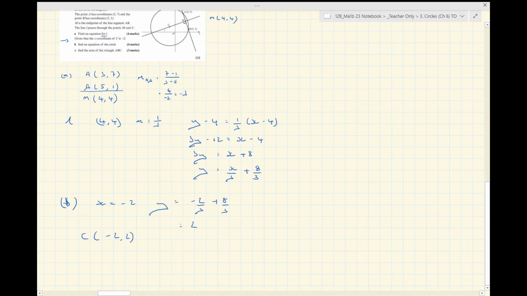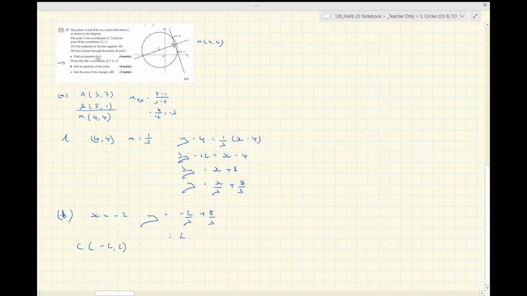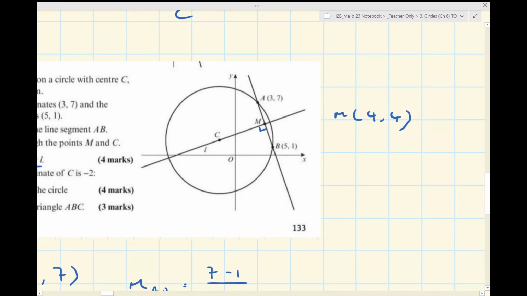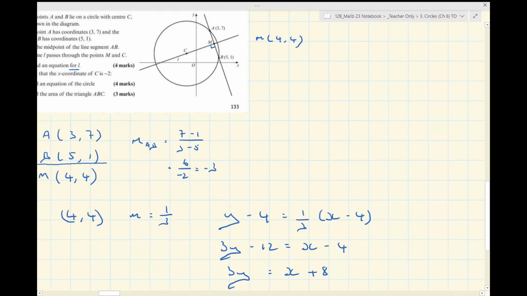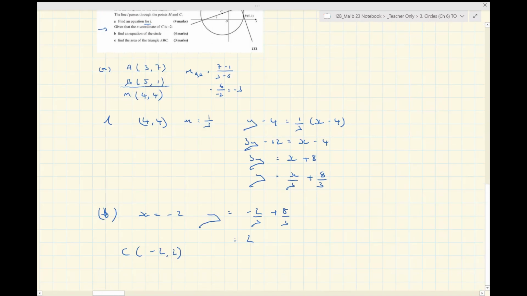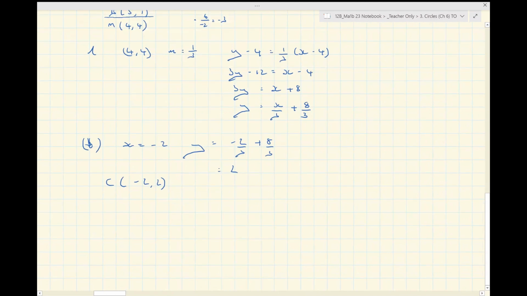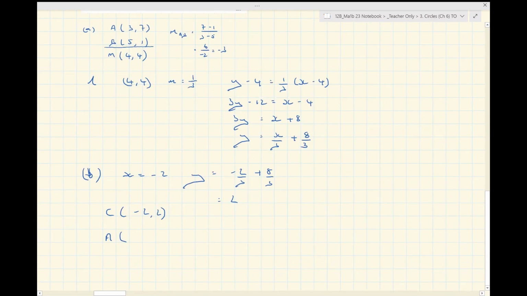So now I know the centre of the circle. I just need to know the radius of the circle, and then I can write out its equation. Now the radius of this circle here is the distance between C and A. And I've got the coordinates of C, and I've got the coordinates of A. So I think I can find the radius. C is minus 2, 2. And the coordinates of A are 3, 7.